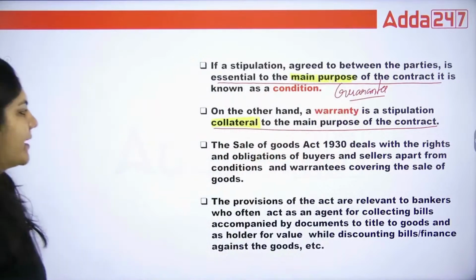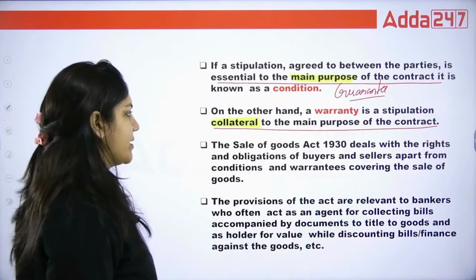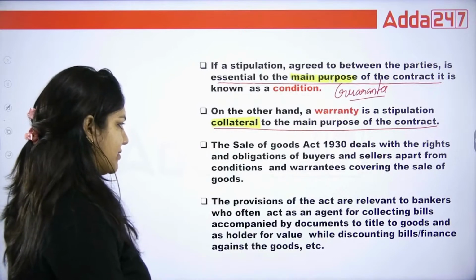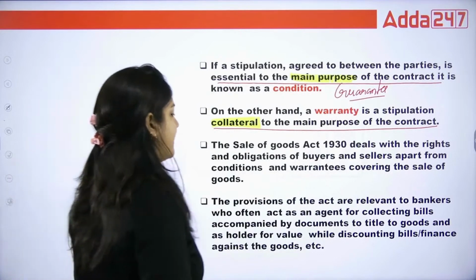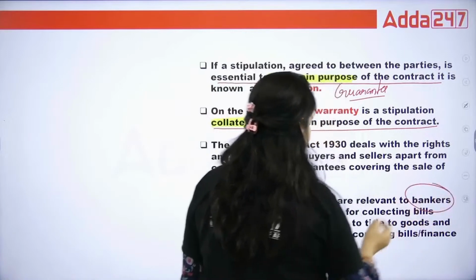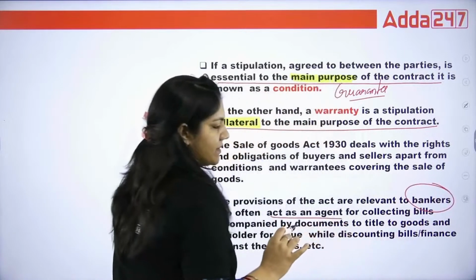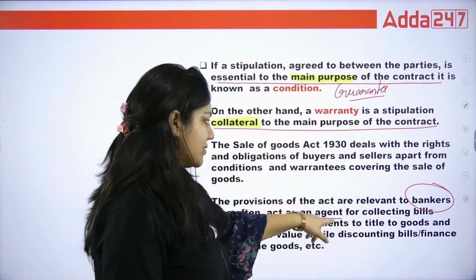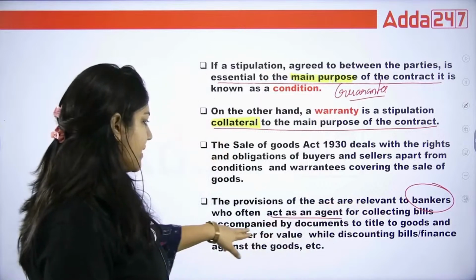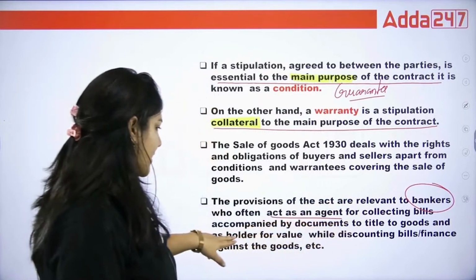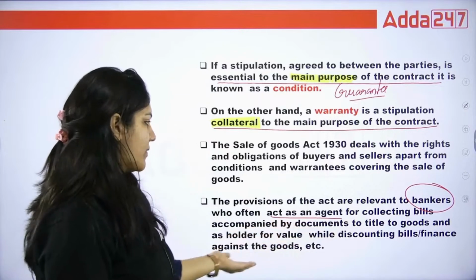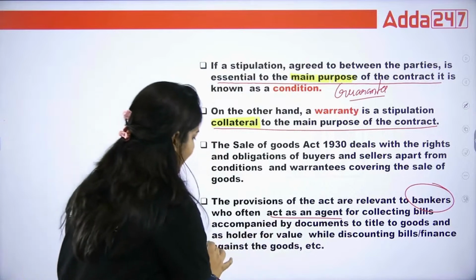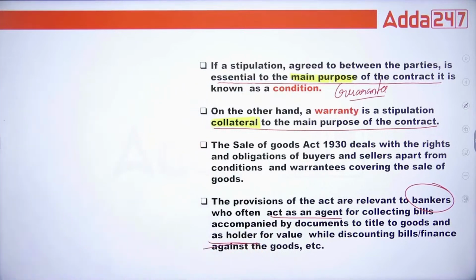The Sale of Goods Act deals with the rights and obligations of buyer and seller, and the conditions and warranties covering the sale of goods. Exactly. The provisions of the act are relevant to the banker who often acts as an agent for collecting the bill. Okay. Bankers also act as an agent. Agent means who works under the direction of the principal. So in this case, the banker will act as an agent for collecting the bills accompanied by the documents of title to goods and as a holder for value while discounting the bill, financing against the goods. So in that case, the banker acts as an agent and as a holder in the Sale of Goods Act.